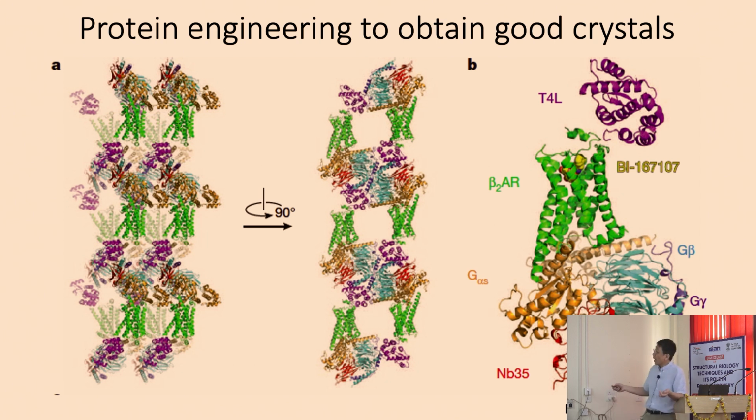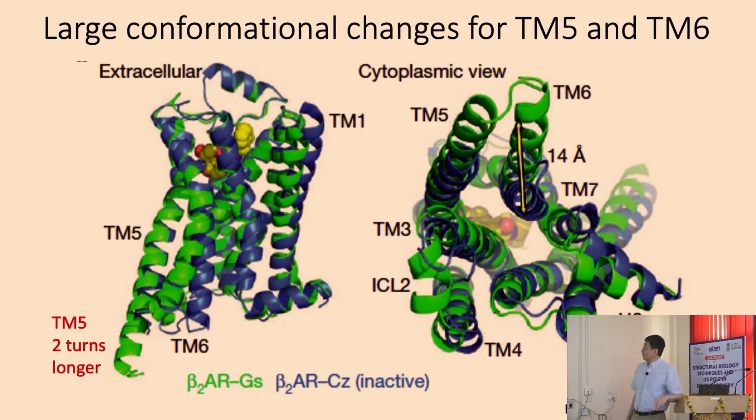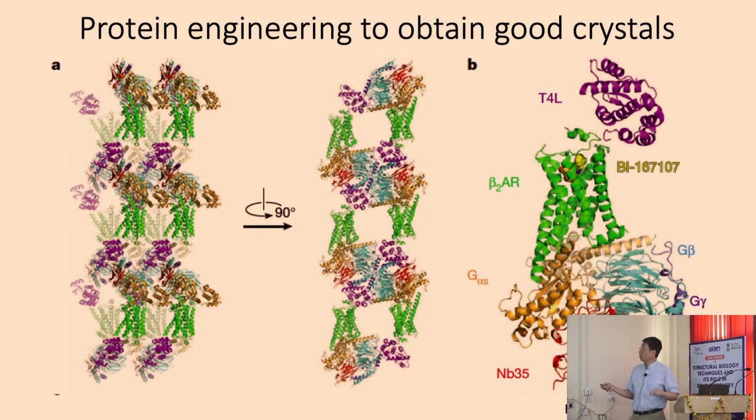So this is sort of their magic: use an antibody to stabilize the conformation, use lysozyme to help form crystal packing interactions. That's how they got the crystal, and that's how they got the structure. Okay? So this obviously is the active state, because BI167107 is an agonist, and it binds to the Gs. So everything is in an active state.